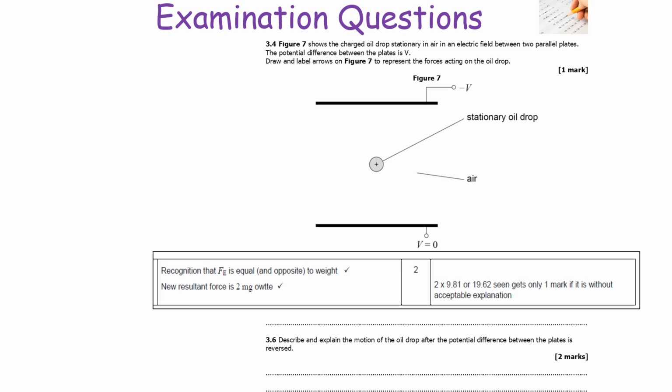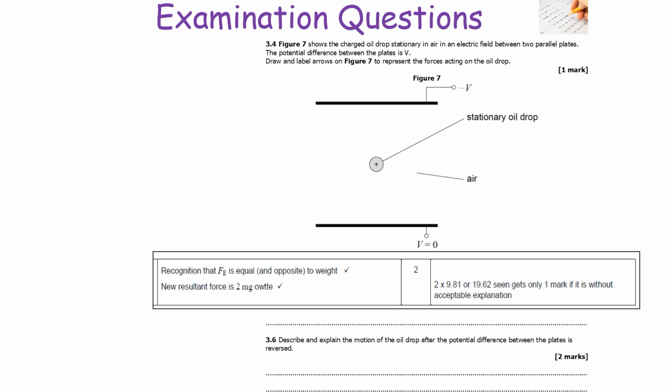Now if you reverse the potential difference, you reverse the direction of the electrical force. So therefore we've pretty much doubled the force acting downwards on our oil drop. So now the acceleration has gone from 9.81 meters per second squared to double that, which is approximately 20 meters per second squared. Now it says then describe and explain the motion of the oil drop after the potential difference between the plates is reversed.